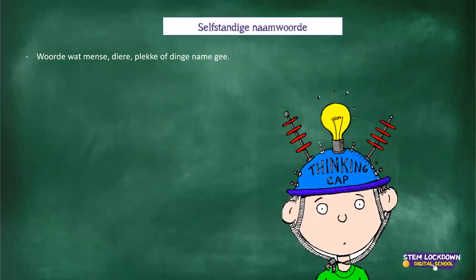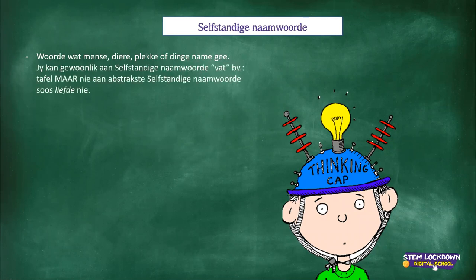Okay, so the first one is then, of course, selfstandige naamwoorde, which is also known in English as nouns. So, selfstandige naamwoorde refers to woorde wat mense, diere, plekke of dinge name gee. In other words, a noun is something that gives meaning or name to mense, people, diere, animals, plekke, places or things. Nee. So, the next one there says, jy kan gewoonlik aan selfstandige naamwoorde vat, which is true. You can usually touch what has been identified as a noun.